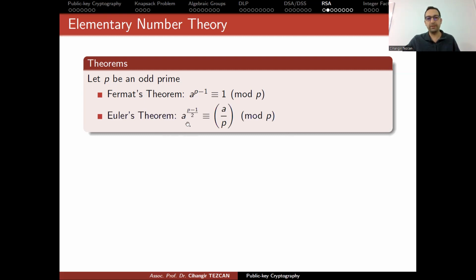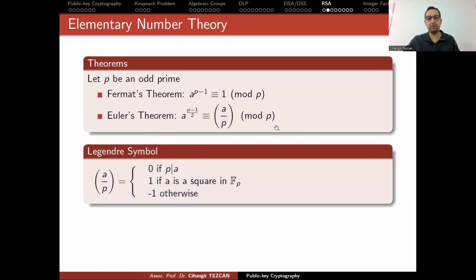Euler's theorem is somewhat similar. This time, a to the p minus 1 divided by 2 is equivalent to the Legendre symbol a over p modulo p. In order to understand what this number means, note that this is not a simple division. We have to understand what the Legendre symbol is. The Legendre symbol a over p means 0 if p divides a, 1 if a is a square in Fp, and minus 1 otherwise. That is the definition. So this can only be 0, 1, or minus 1.